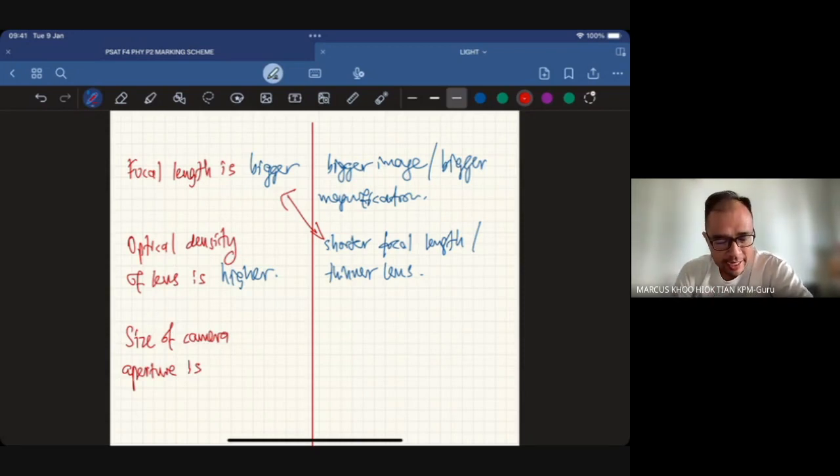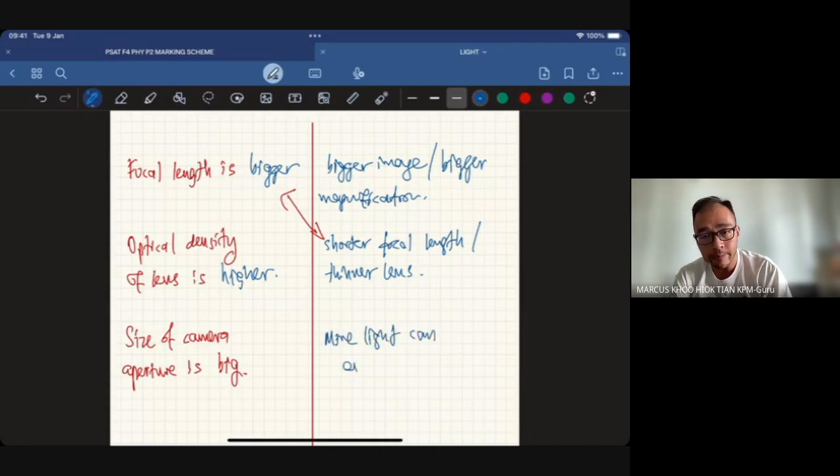The size of the camera aperture definitely is big. Big size camera aperture. So this is the standard answer: more light can enter.